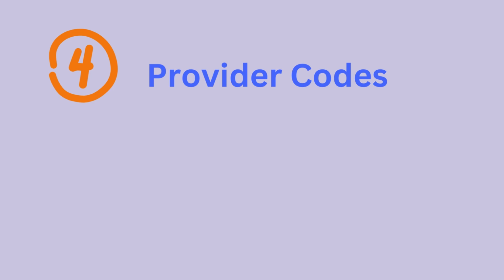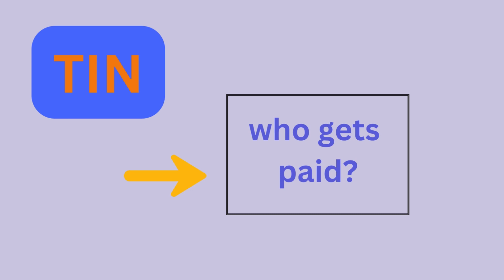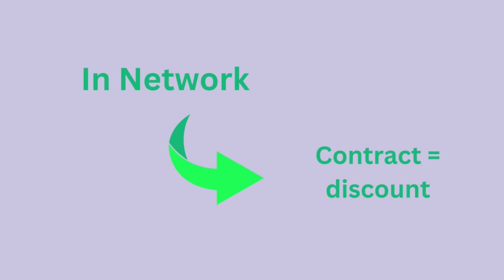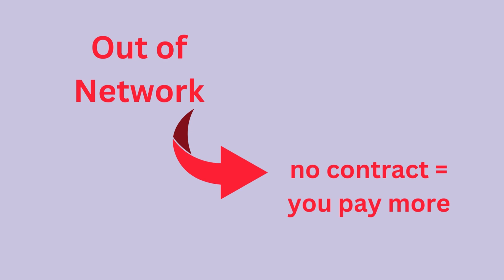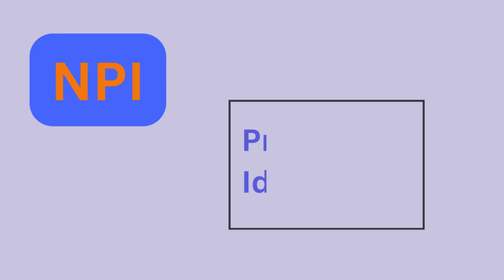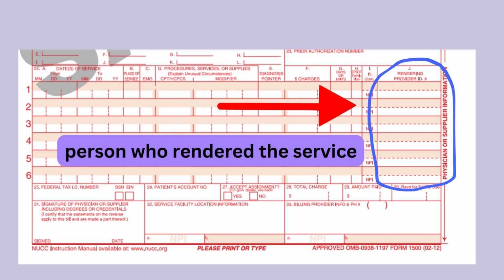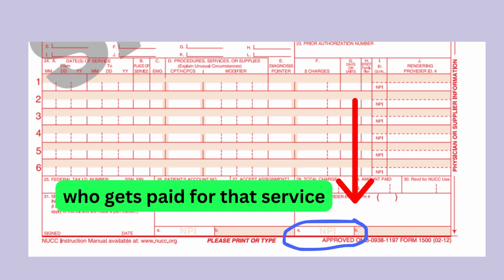Providers must also reduce themselves to codes, including the tax ID number. That determines who should get paid by an insurance, but also whether the claim will be processed as in-network, if there is a contract and therefore a discount to you, or out-of-network, no contract, and you pay more. The second code for providers is called the NPI. It is an individual number that indicates on a claim form who is the actual person rendering the service, not who gets paid.